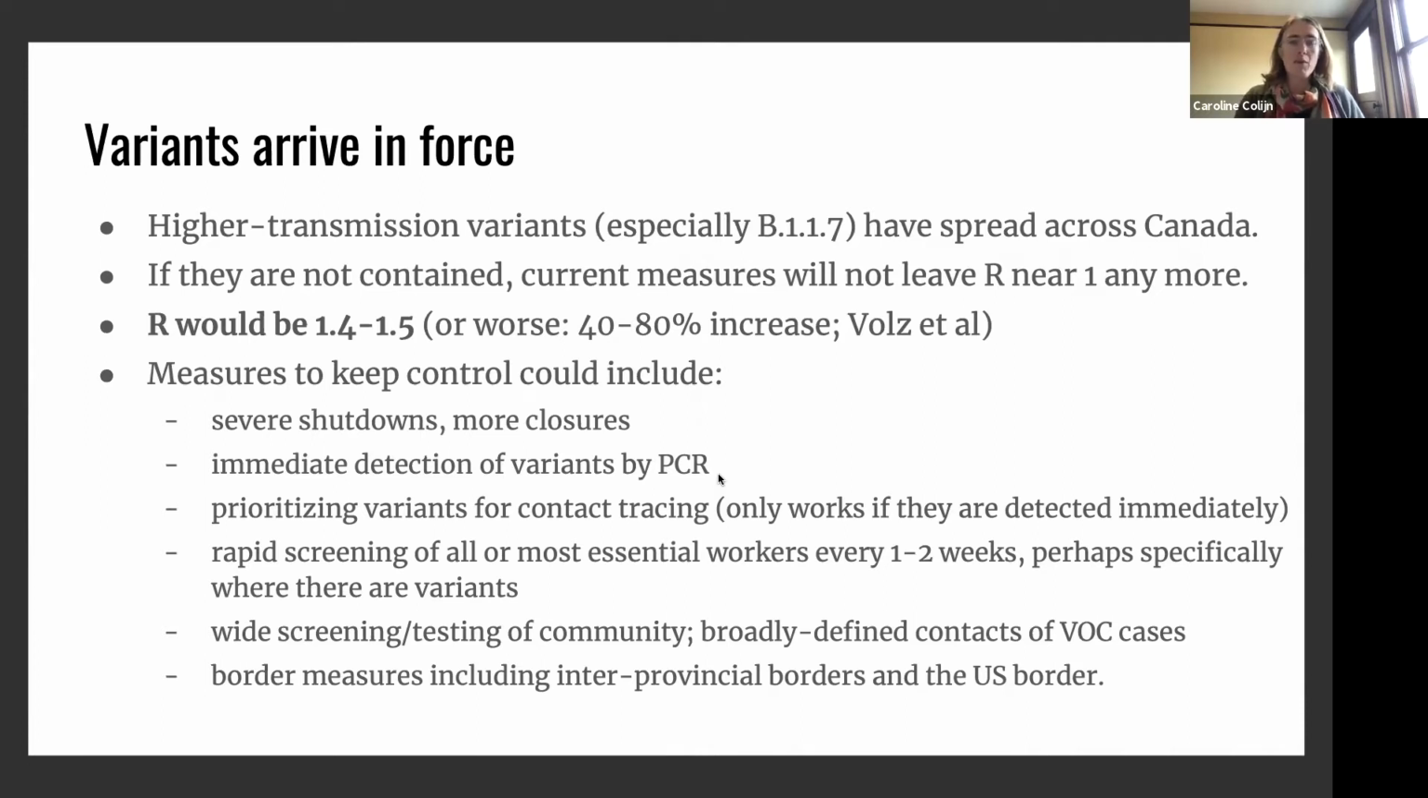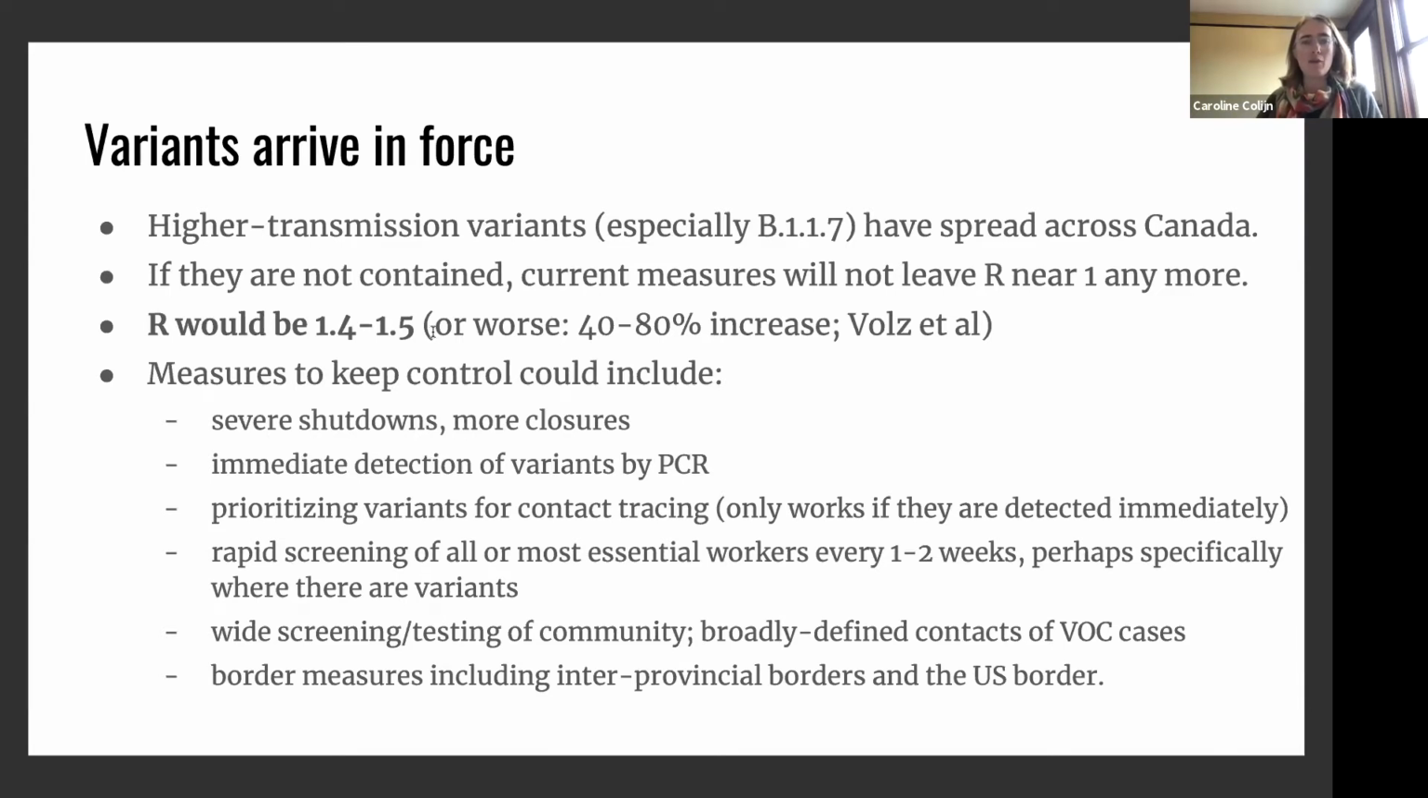And the problem with B117, as it says here, is that we have really strong indications from the UK that it has a higher transmission rate. So it is able, by some means, maybe it's smaller droplets or aerosols or better adhesion to host cells or something, to transmit more of your contacts. If these variants are not contained, which they haven't been, the current measures, like we had in BC with cases kind of flat, will not leave our effective reproduction number near 1 anymore. It will be higher.